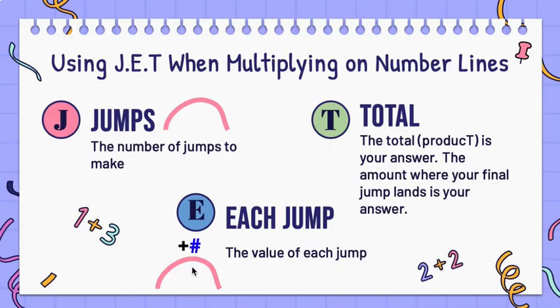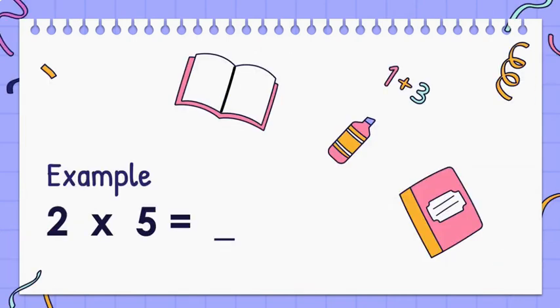When we label the jumps, we always put a plus sign and the number, so that way we can look back and remember what we're skip counting by when we try to find our answer. The T stays the same and stands for total or product. And the amount where your final jump lands on is your answer. So here we have the example 2 times 5.